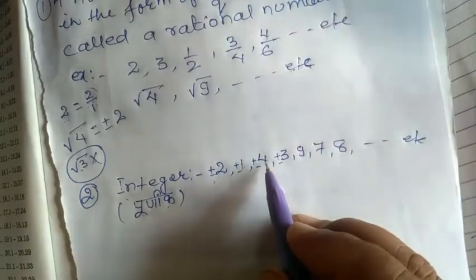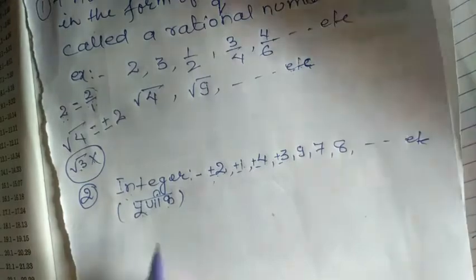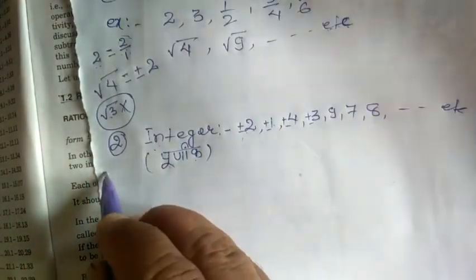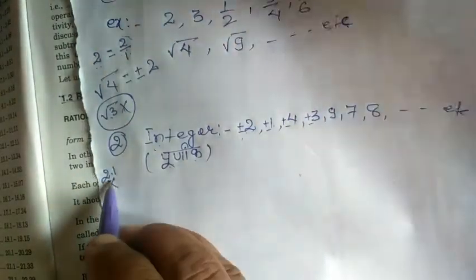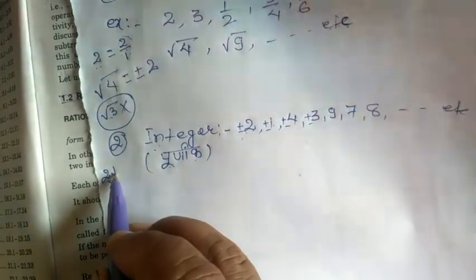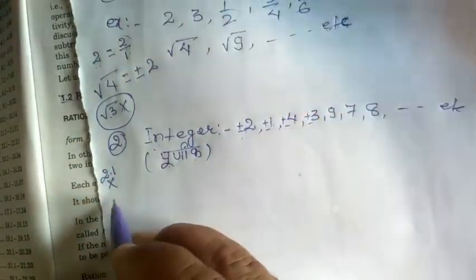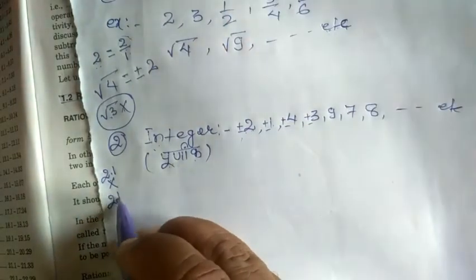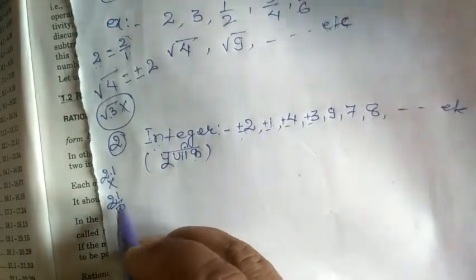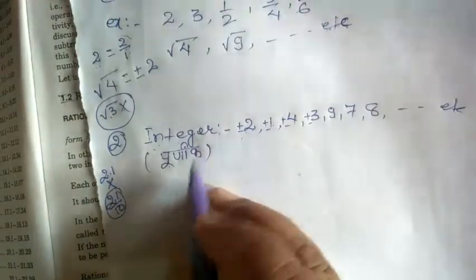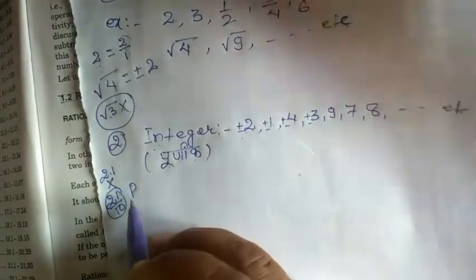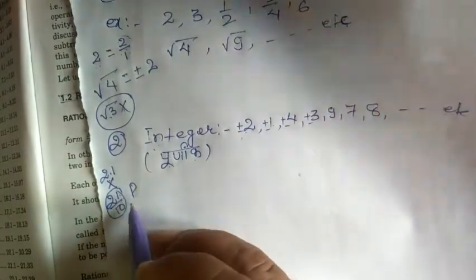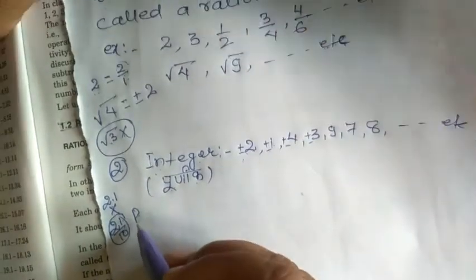1 is a complete number, 4 is a complete number. But see here, in the example I put 2.1. It is not an integer. Why? Because it is not a complete number. 2.1 will be written as 21/10. Correct? So it is not an integer, but this term is in the rational form. So it will be a rational number.